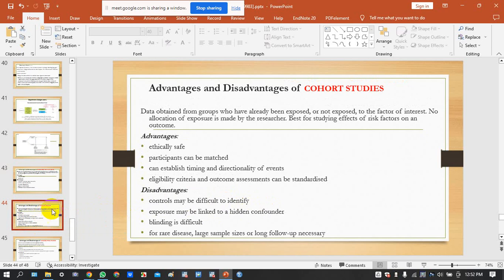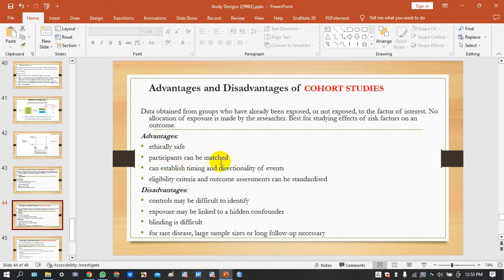Okay, so the cohort study too. What are the advantages and what are the disadvantages? Because I've already explained cohort studies. Cohort studies are ethically safe, like the cross-sectional studies. Cohort is the same as a follow-up study.